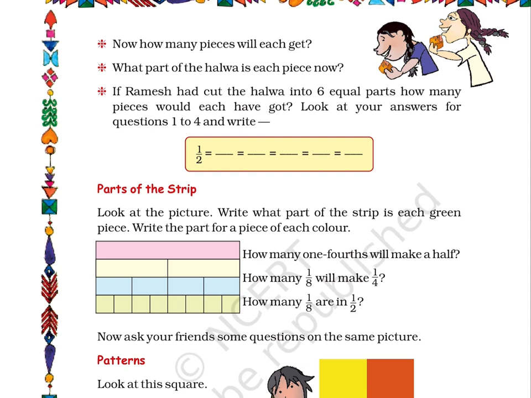Parts of the strip. Look at the picture. Write what part of the strip is each green piece. Write the part for a piece of each color. Below this we see a big rectangle with many different colored strips inside it. There are some vertical lines also drawn within the rectangle that cut these strips into different pieces of different sizes.